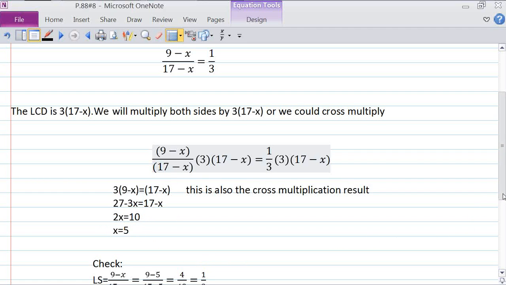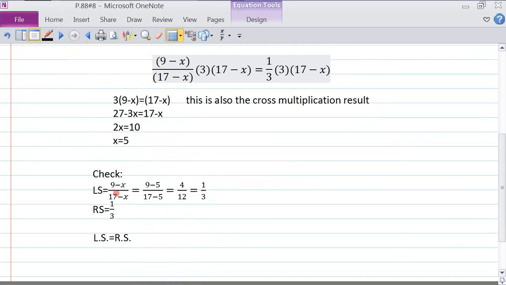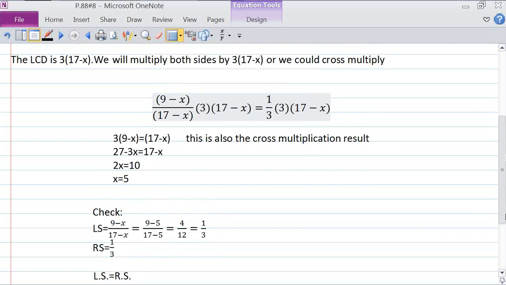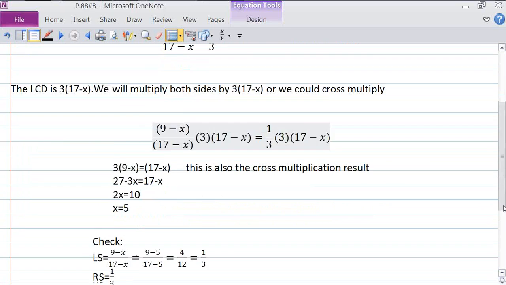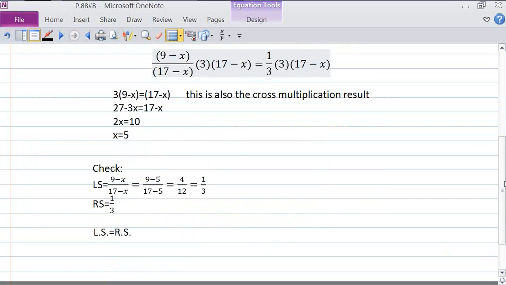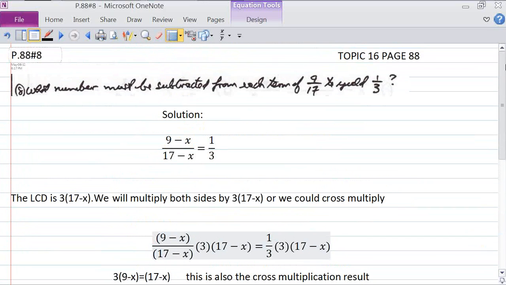So now, of course, we go back to check our answer. And we put 5 here and 5 here. So 9 minus 5 is 4. 17 minus 5 is 12. 4 over 12 is 1/3. And we look at the right side of the equation. It is also 1/3. So the solution x equals 5 looks like a valid answer.